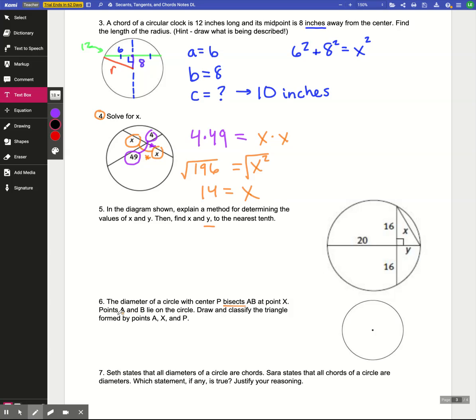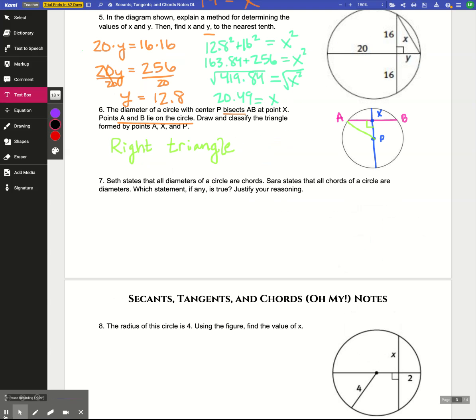Because you have points A and B that lie on the circle, all you have to do here is draw and classify the triangle that's formed by those points. And I'm hoping that just looking at number 3, you already have an idea of what kind of triangle you're dealing with. So give 5 and 6 a try, pause the video, and then check back with me to see how you did.